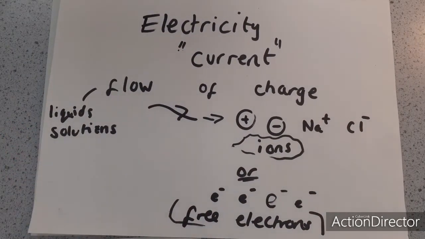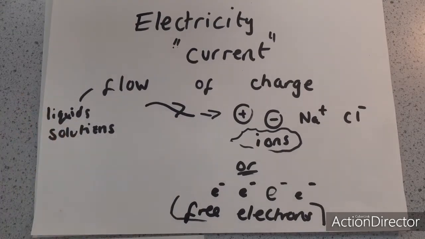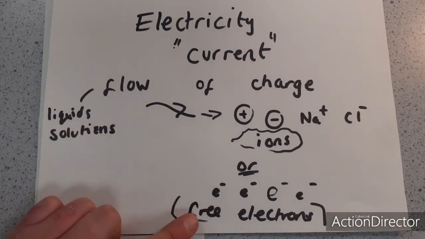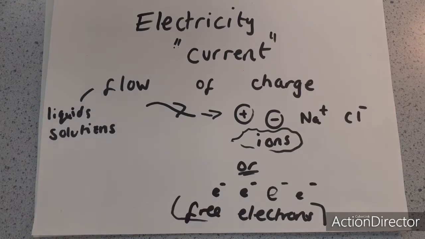Electricity, or an electrical current, is just a flow of charge or a flow of charged particles. Okay, so just some examples of charged particles you may have heard of. We could have ions, or we could have electrons, and electrons, if they're free, are electrons that can flow.